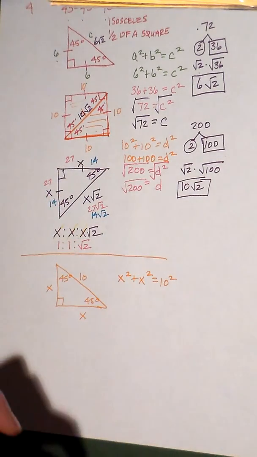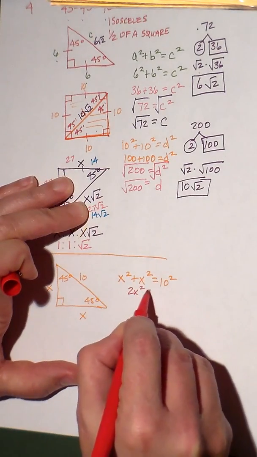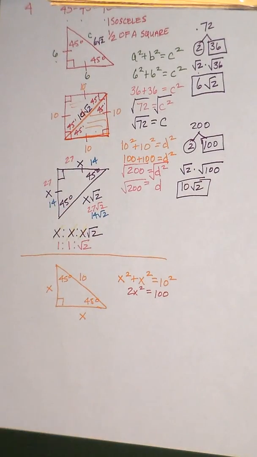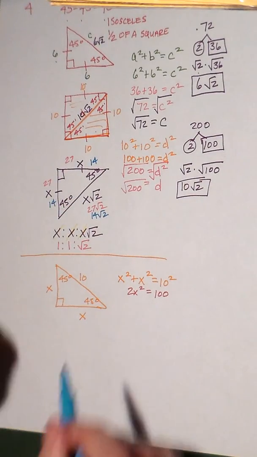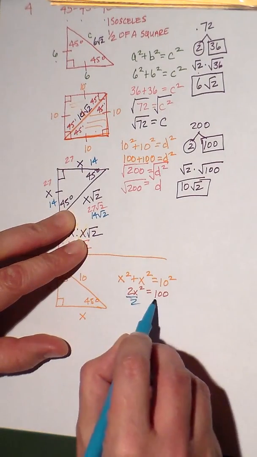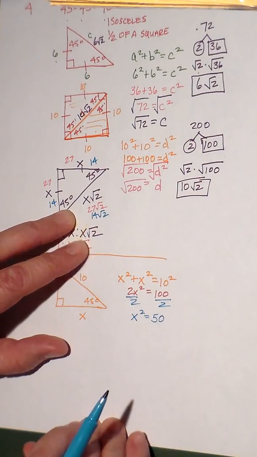1x squared plus 1x squared is 2x squared, so that becomes 2x squared. 10 squared is 100. And then before I can square root both sides, I want to do just like I would in any other algebraic equation. I'm going to divide both sides by 2. So x squared equals 50.